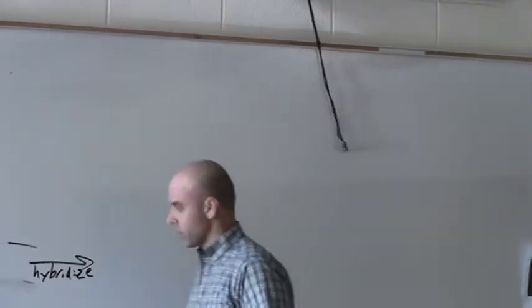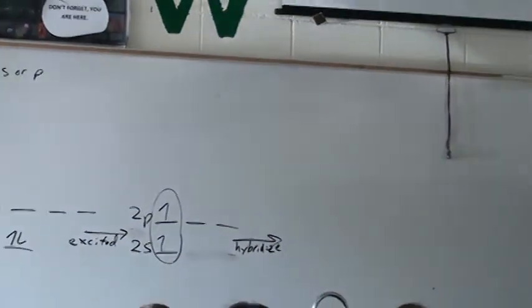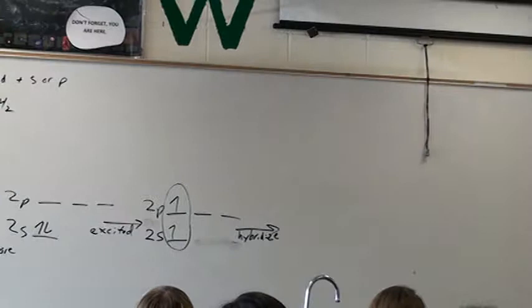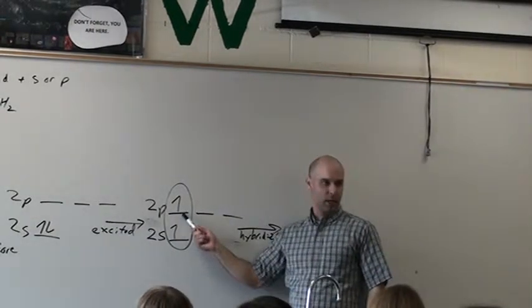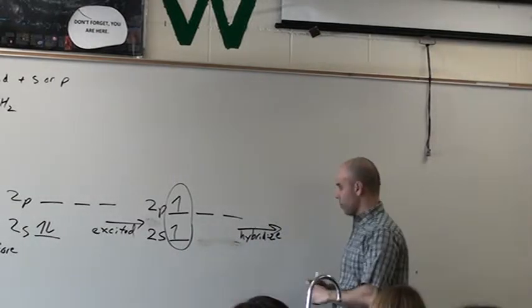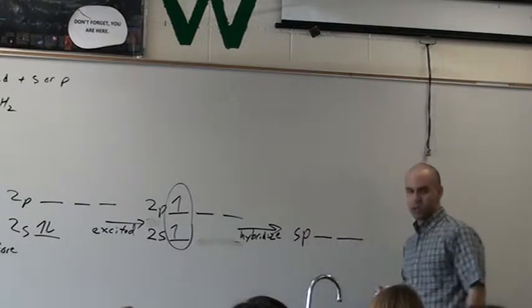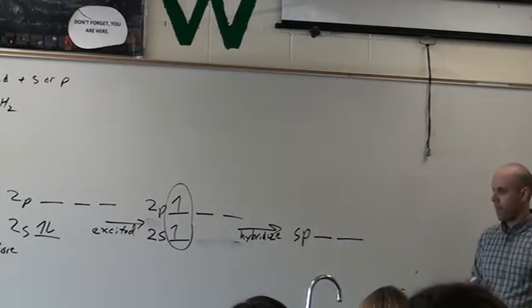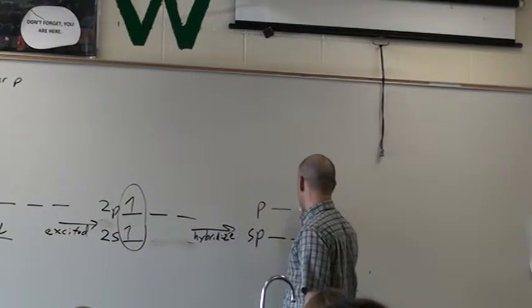In this case you do. Why do I get two of them? Because I mixed two orbitals. In other words, I circled one s and one p. That's a total of two orbitals. So I'm going to get out two sp orbitals. And I have two leftover p orbitals.